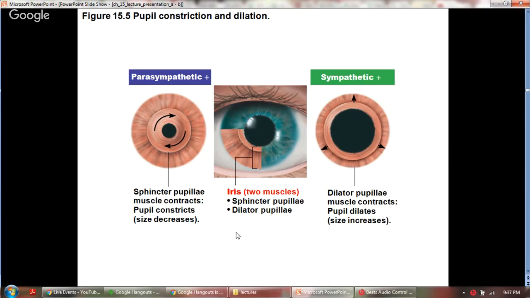So here you would see the sphincter pupillae muscles, which contract the pupil. So the pupil constricts, and then the size of the pupil decreases. And here you would see the two muscle types, the sphincter pupillae and the dilator pupillae. Here you would see the dilator pupillae, which is controlled by the sympathetic nerve control, and it dilates the pupil, which increases the size of the pupil, and you would see it's comparatively big.